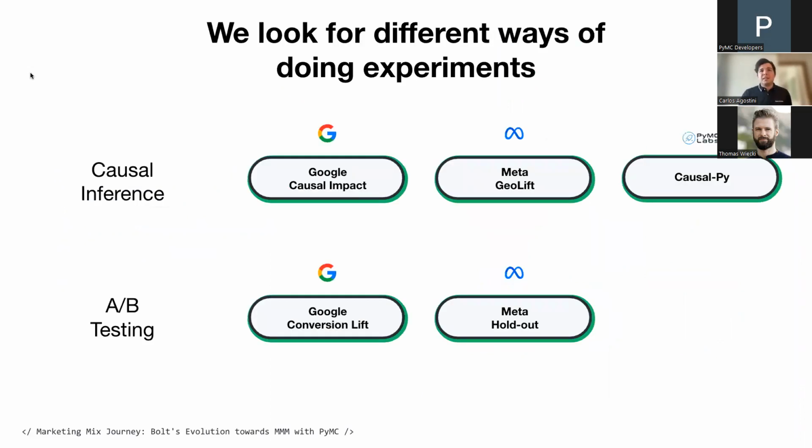But again, we looked at different ways of doing this experimentation. So we took causal inference, for example, and we went to Google, to Meta, to even PyMC, and we started to use all of these: GeoLift, CausalImpact, CausalPy, to measure our incremental uplift over our time series. And at the same time, you can just go to Google or Facebook and say, hey guys, I need A/B testing, and they will offer you some holdout test or conversion lift experiment, where you just split users into control and treatment and measure the difference between those.